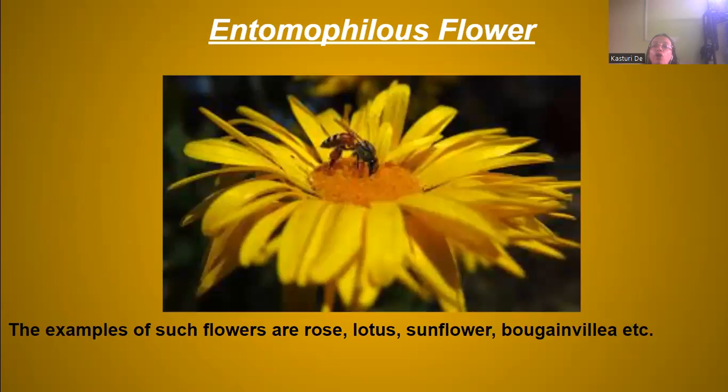So this is an example of entomophilous flowers. See, this is a bee sitting on the flower. It is a bunch of flowers, a sunflower, clustered flowers. These flowers are small, and that is why they have combined to form a large conspicuous thing. You can say an inflorescence. Examples are rose, lotus, sunflower, bougainvillea, etc.